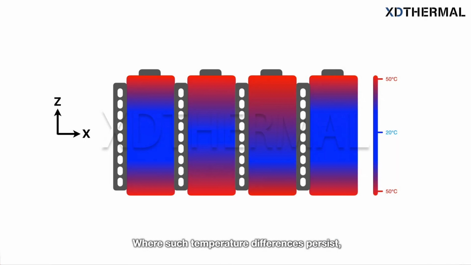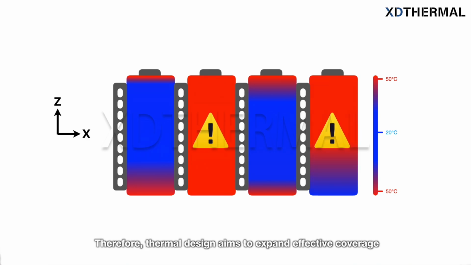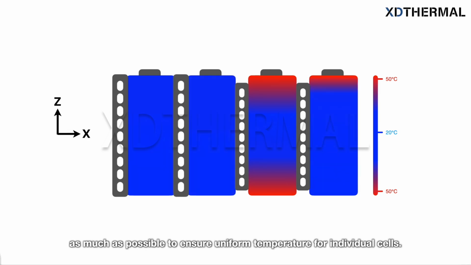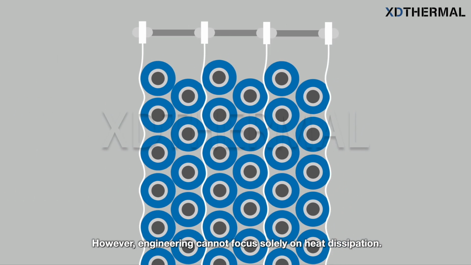If such temperature differences persist, they accelerate aging, widen consistency gaps between cells, and even cause the BMS to trigger current limits earlier. Therefore, thermal design aims to expand effective coverage as much as possible to ensure uniform temperature for individual cells. However, engineering cannot focus solely on heat dissipation.